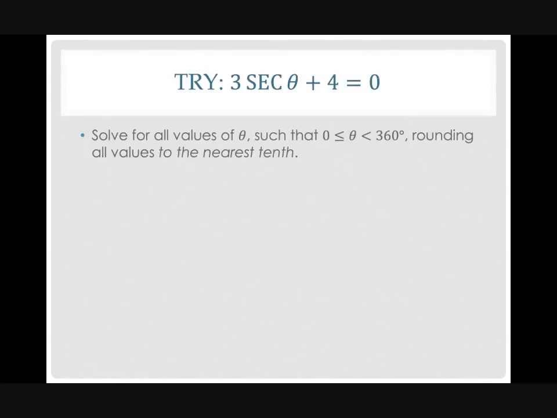So now let's try a linear reciprocal equation. 3 secant of theta plus 4 is equal to 0. So we must solve for all values of theta such that theta is greater than or equal to 0, but less than 360 degrees, rounding all values to the nearest tenth. Secant of theta is equal to negative 4/3. And we get this by transposing the 4 and dividing each side by 3.